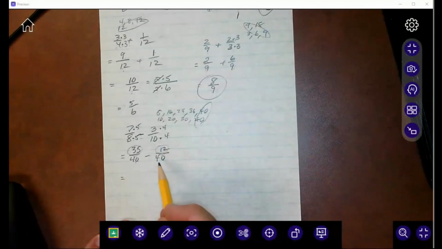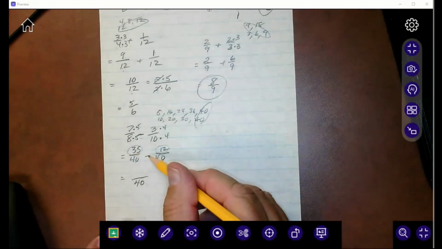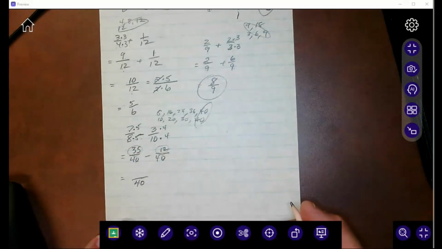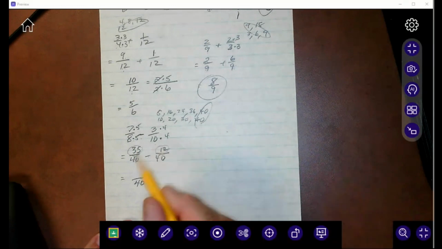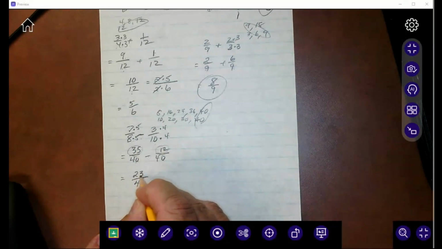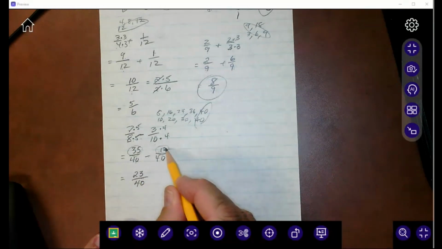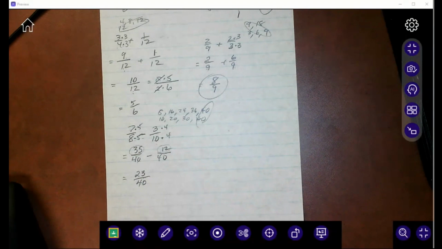So now, since our denominators are the same, our denominator in our answer is the same, and we have to take 35 and subtract 12. We get 23. Then we have to think about, is there a number that goes into 23 and into 40? Well, 23 is prime. It's only 1 times 23. 40 is lots of things. So you're right, Ms. Carter, there is nothing that goes into 23 and goes into 40. So that is reduced.